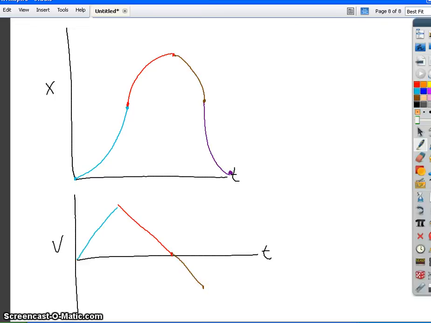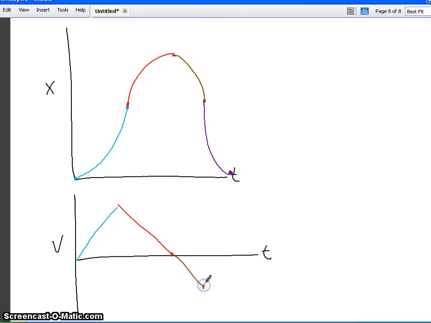And then right here, it's going to be decreasing in magnitude, but increasing until it reaches 0 again. This point right here, velocity is equal to 0, and this point right here, velocity is equal to 0. So 0 and 0 are both right there. So you can kind of see here, increasing velocity, decreasing velocity, increasing velocity in the negative direction, decreasing velocity in the positive direction.